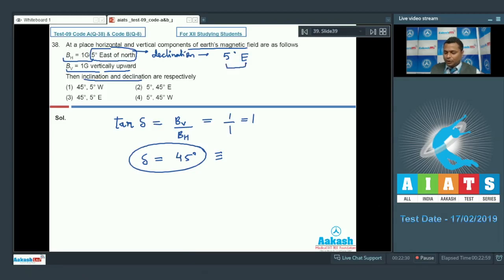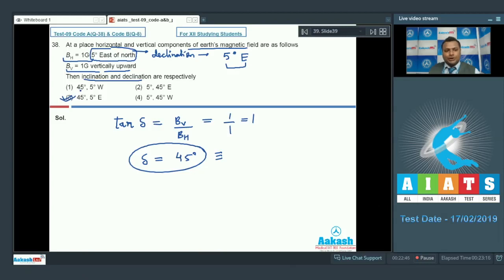Now after looking at our expressions, if we go through the options, we will find that option number 3 is absolutely matching, absolutely correct. So we will go with option number 3.